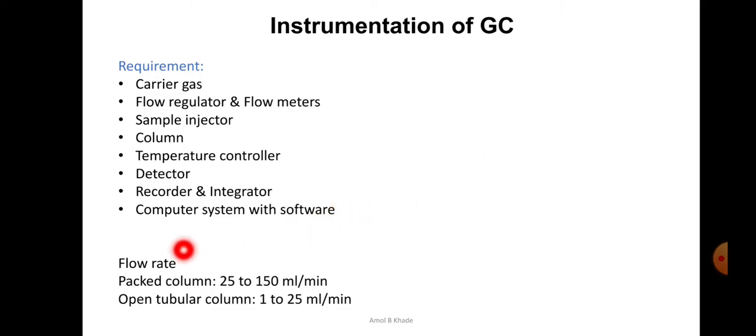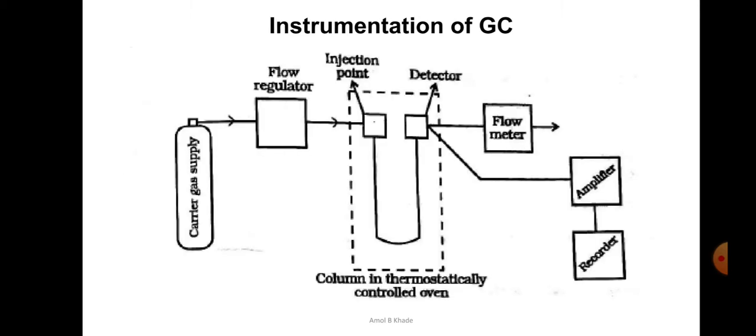In case of gas chromatography, the flow rate of the carrier gas or the mobile phase depends mainly on the type of column. If we are using a packed column, the flow rate of the carrier gas is usually kept between 25 to 150 ml per minute, and if you are using the open tubular column or the capillary column, the flow rate should be kept minimum, ranging from 1 to 25 ml per minute.